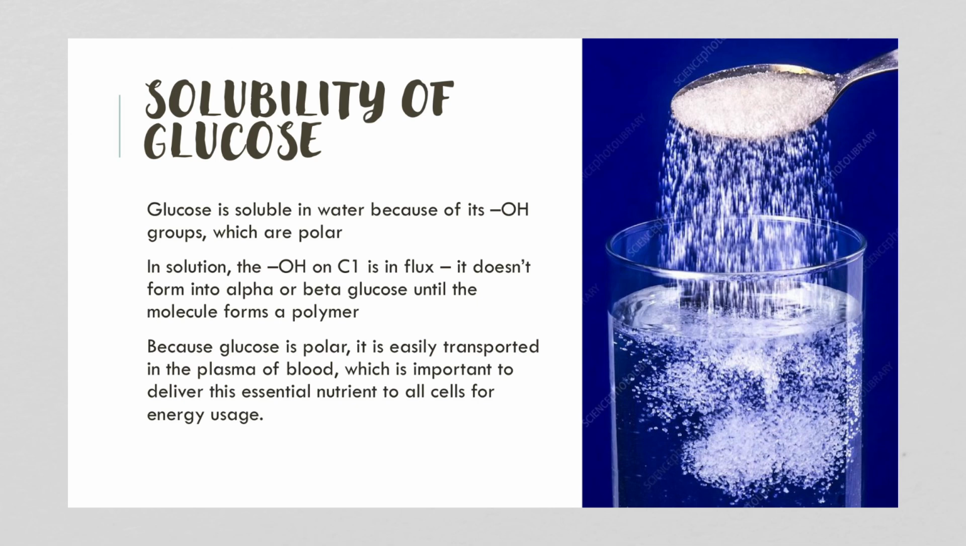Let's talk about the solubility of glucose. Glucose is very soluble in water because of all of its hydroxyl groups, or OH groups, which are polar. In solution, the OH on carbon 1 is in flux. It doesn't form into alpha or beta glucose until the molecule forms a polymer, so it could be either or. And because glucose is polar, it's very easily transported in the plasma of blood, which is really important because we need to deliver this essential nutrient to every cell of the body for energy usage. Next unit, when we learn about cellular respiration and photosynthesis, we'll learn about glucose's important role in providing energy.